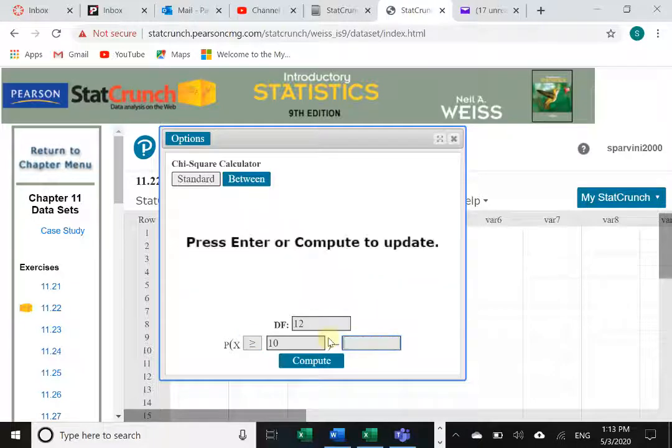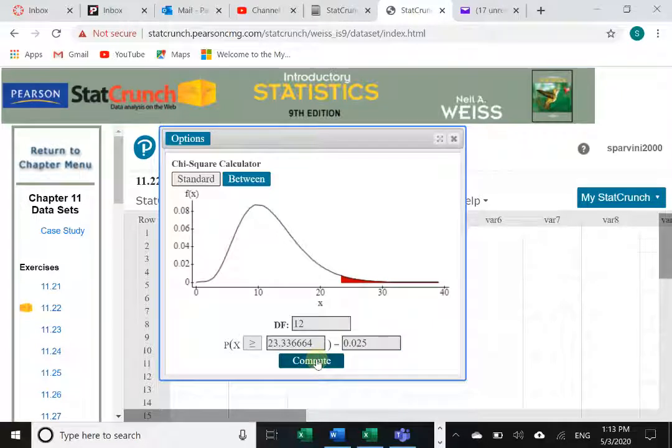And the area to the right, we wanted it to be 0.025. Okay, so there you go. Degrees of freedom, right tail, and this is the probability. Compute, and there you go. That's how we got that one. Again, pretty easy, straightforward, simple to do. Let's do the second example.